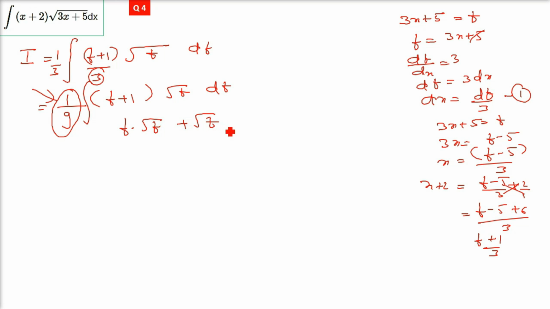So t into under root t plus under root t with respect to dt. Integration is still going on. We haven't done the integration. So what is t into under root t? T raised 1 multiplied by t raised half. 1 plus half is 3 by 2. So we have t raised 3 by 2.